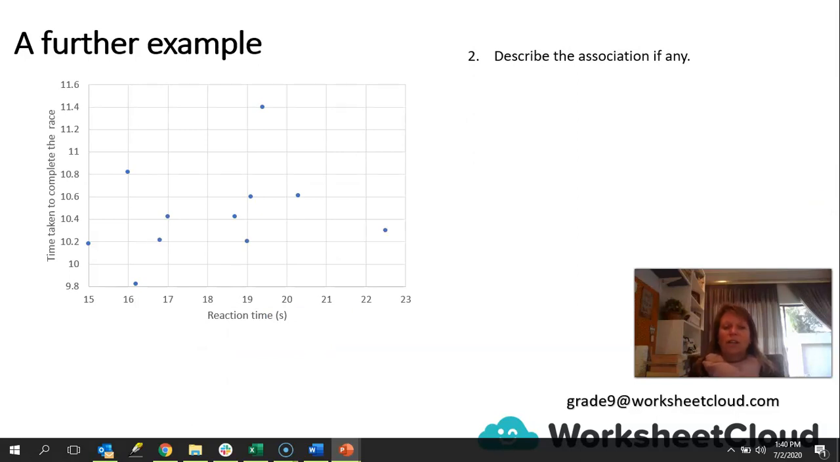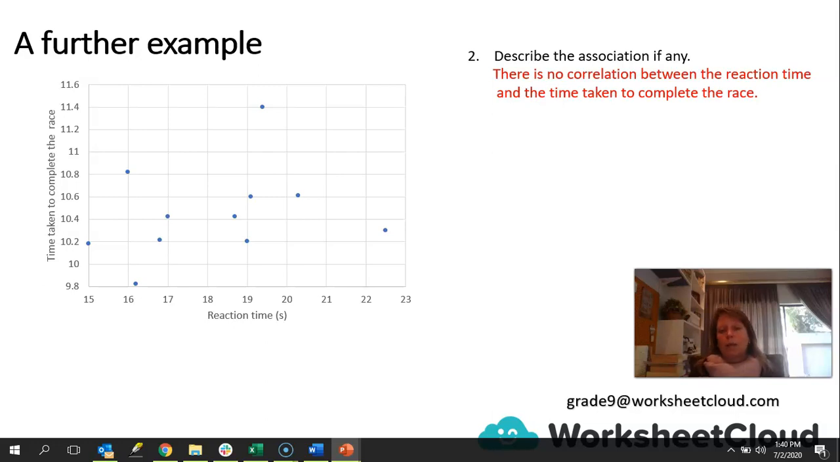So is there any association, or describe it? I would say that there's no correlation, there's no trend, there's no association between the reaction time and the time taken to complete the race. Because actually it is very, very different. So some athletes probably started very quickly, but actually didn't complete the race in the same frame of time, if I can put it like that. Because generally what you would think is if the athlete started very quickly, their time would also be quick. But maybe some have a very good start, but actually end up slowing down a bit, where others that have started a bit slower end up gaining momentum and finishing quickly.